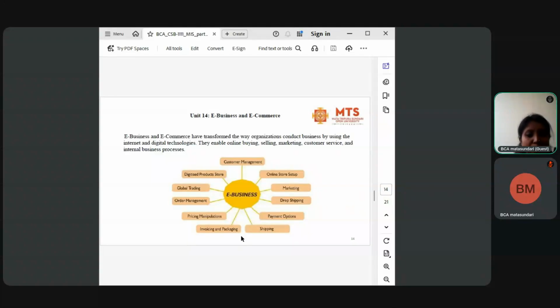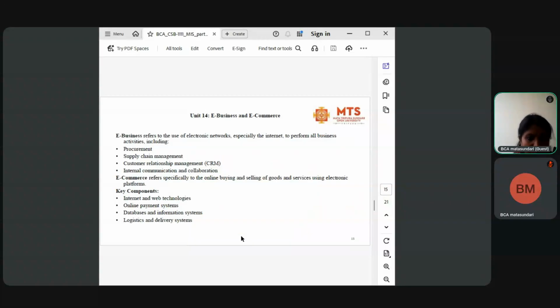And in slide number 15, e-business basically refers to the use of electronic networks, especially the internet, to perform all business activities, including supply chain management, customer relationship management, internal communication and collaboration. And e-commerce refers specifically to the online buying and selling of goods and services using electronic platforms. Okay, so key components are internet and web technology, online payment systems, databases and information systems, logistics and delivery systems.